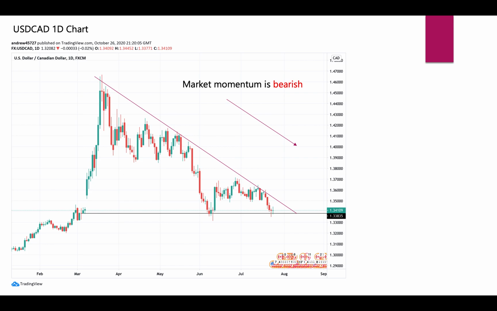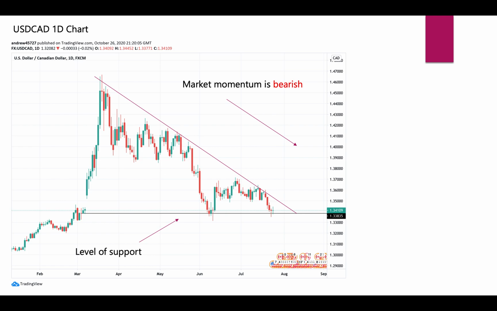So this might be a little bit behind. Maybe this bullish candlestick that we're seeing live now has completed, and it's on another one now, but it's as up to date as I could make it. So rule number one, we've identified the trend. Market momentum is bearish.